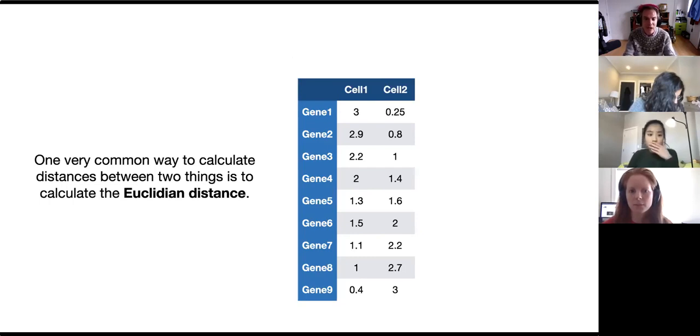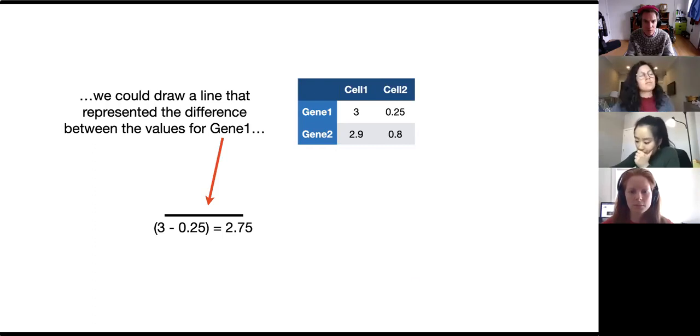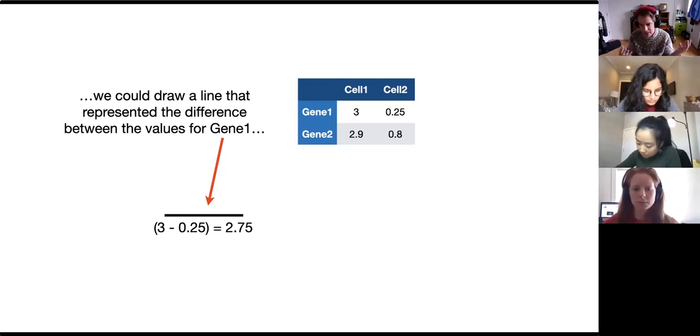One common way to calculate distances between two things is to calculate the Euclidean distance. If we just had two genes, we could draw a line that represented the difference between the values for gene 1. So in cell 1, we've got 3, and in cell 2, we've got 0.25 as the values for gene 1. We do that subtraction, and that equals 2.75, and we can draw a line that's 2.75 units long.